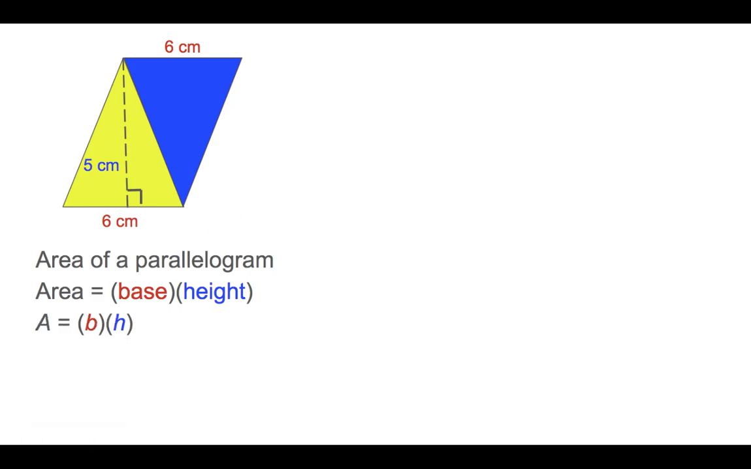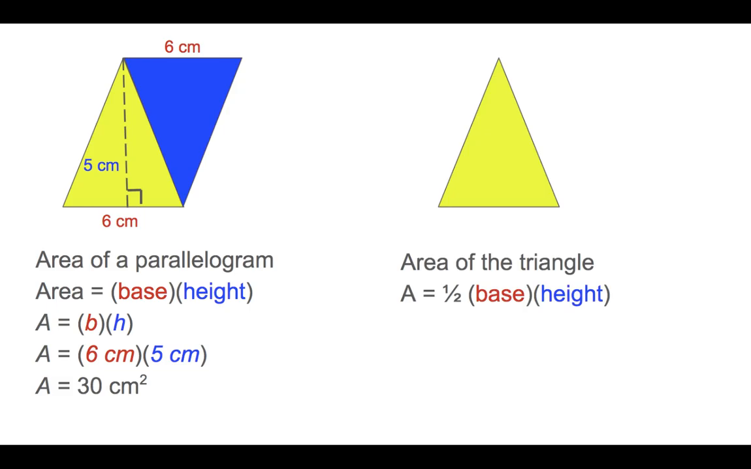So now we can replace the base with 6 centimeters and the height with 5 centimeters. So the area of the parallelogram is 30 square centimeters. Just like in the other one, we're going to take out one of the triangles, and here's the yellow triangle. The area of the triangle, again, we said is half the base multiplied by the height. So our base is 6 centimeters and our height is 5 centimeters.